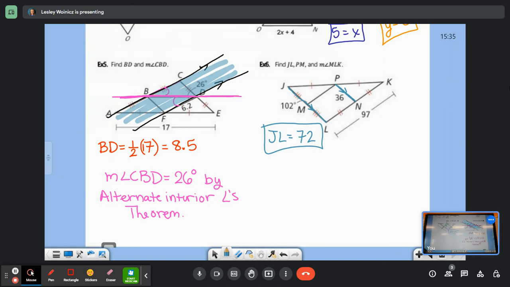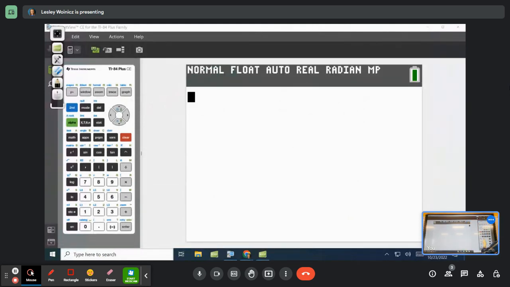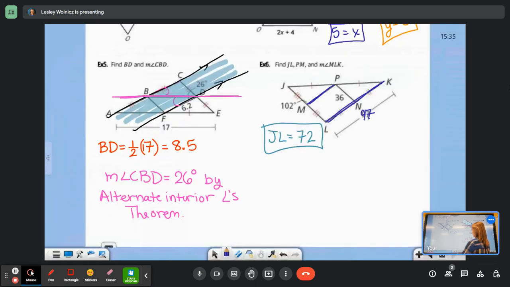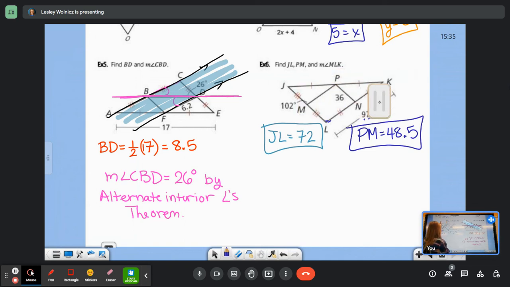PM. Okay, PM is a little midsegment, and it is parallel to this LK. And they're telling us LK is 97, so PM has to be half of that. All right, I'm not doing this one in my head, guys. I'm sick. 97 divided by 2. 48.5. So PM is 48.5. Okay, now we get to find the angle.